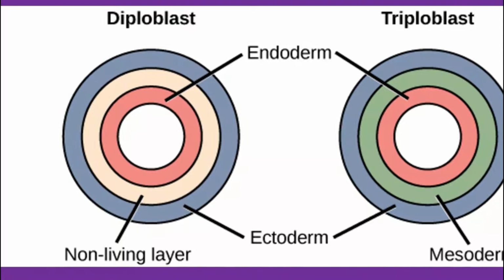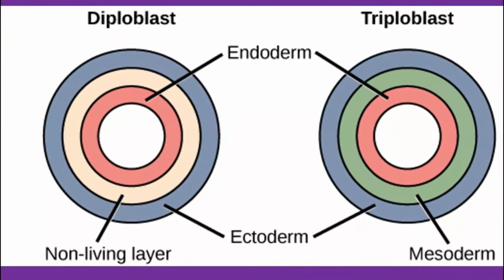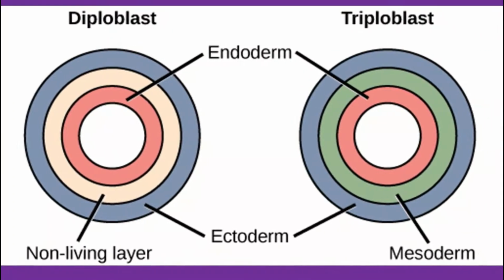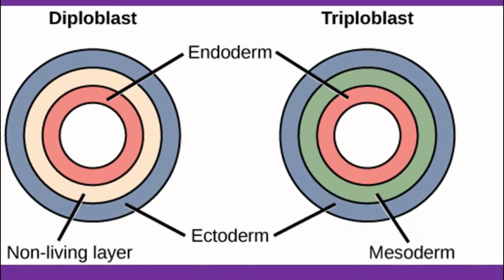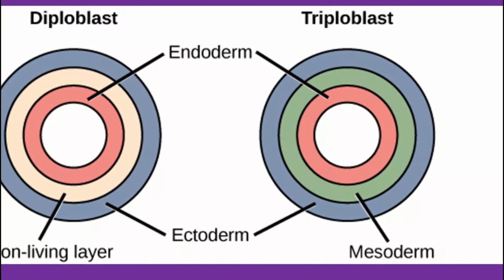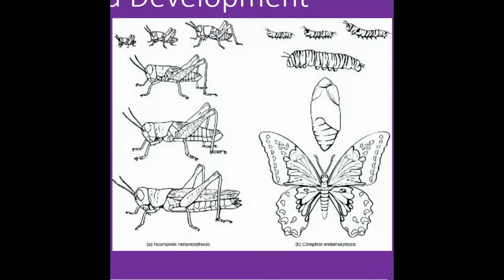Diploblastic animals form only the ectoderm and the endoderm. Triploblastic animals form the ectoderm, endoderm, and a third layer called the mesoderm. Some animals produce larval forms which can appear different from adults. This is more common in insects.